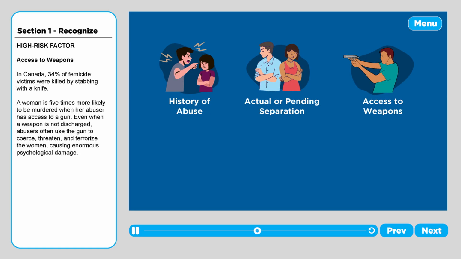Access to weapons. In Canada, 34% of femicide victims were killed by stabbing with a knife. A woman is 5 times more likely to be murdered when her abuser has access to a gun.